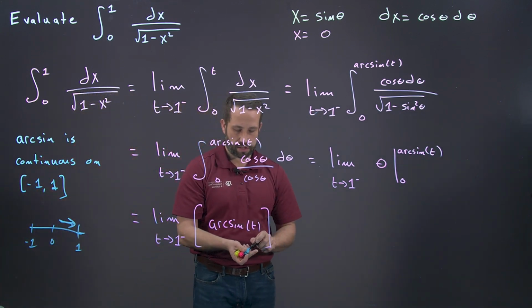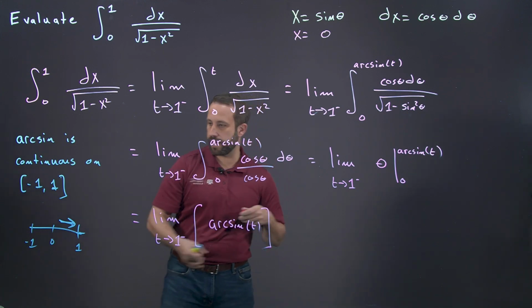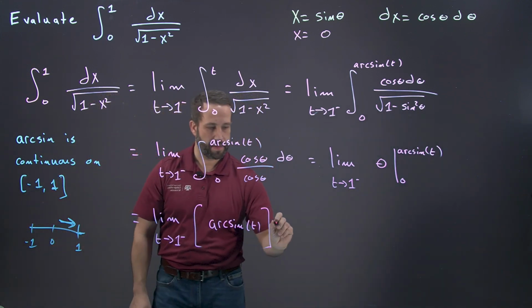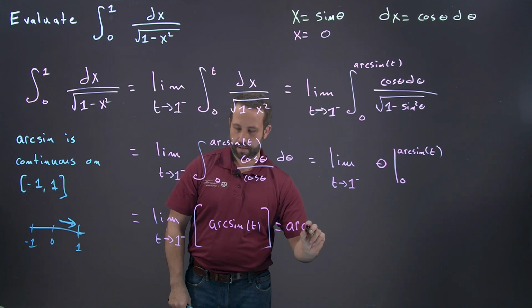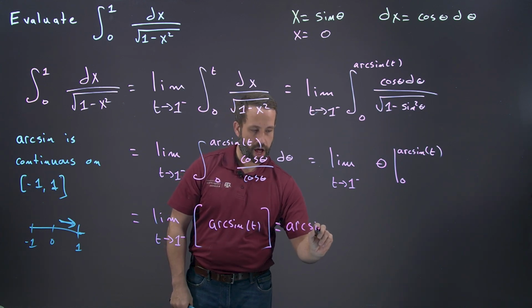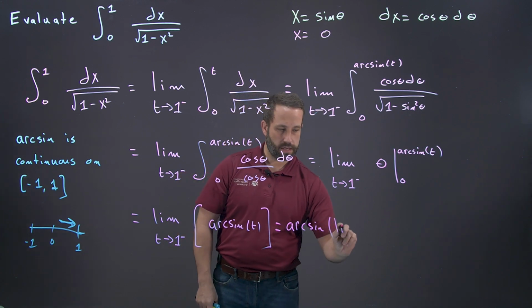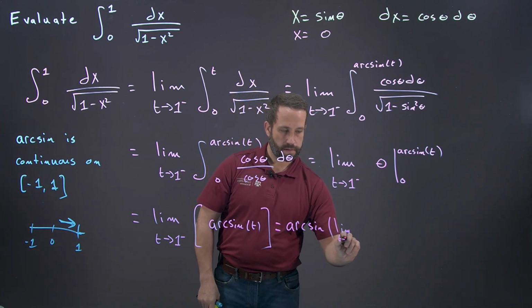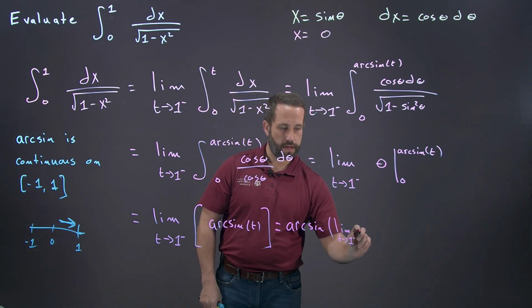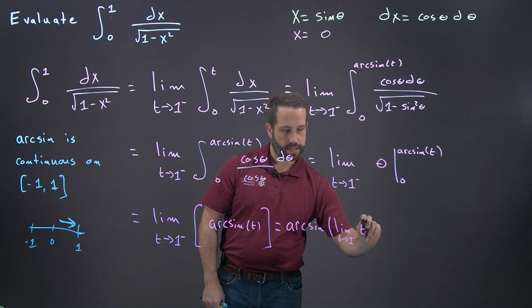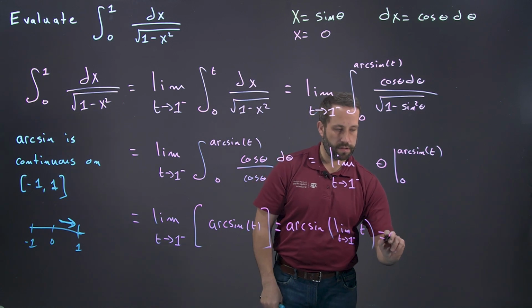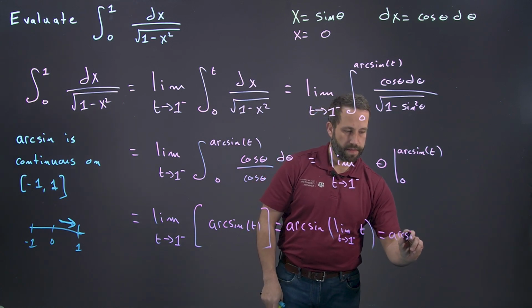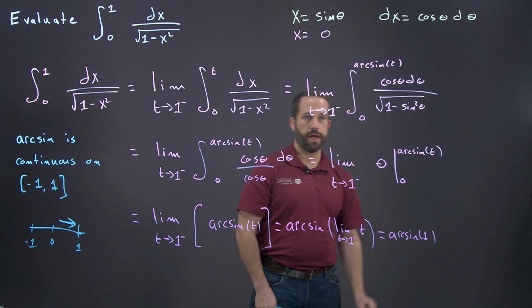And so this lets us do the following. Arc sine is a continuous function going this way. And so this lets us do the following. This is equal to arc sine of the limit as t approaches 1 of t. Now, this limit is clearly 1, so this is equal to arc sine of 1.